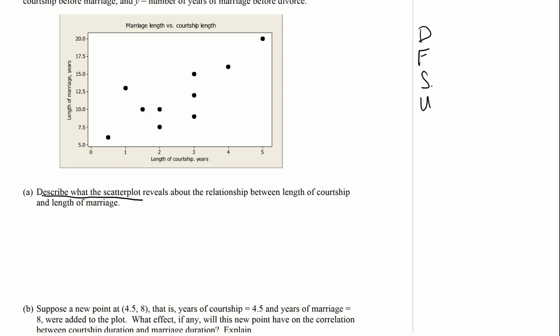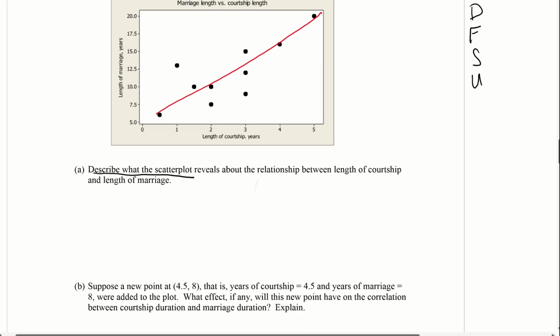Now, there are no unusual features in this scatter plot. There are no outliers that I see. It looks pretty moderate. Look at the linear relationship. So the form is linear. The direction is positive. It's going up. The strength is moderate, I would say. And then no unusual features, okay? So this is what we're going to talk about.